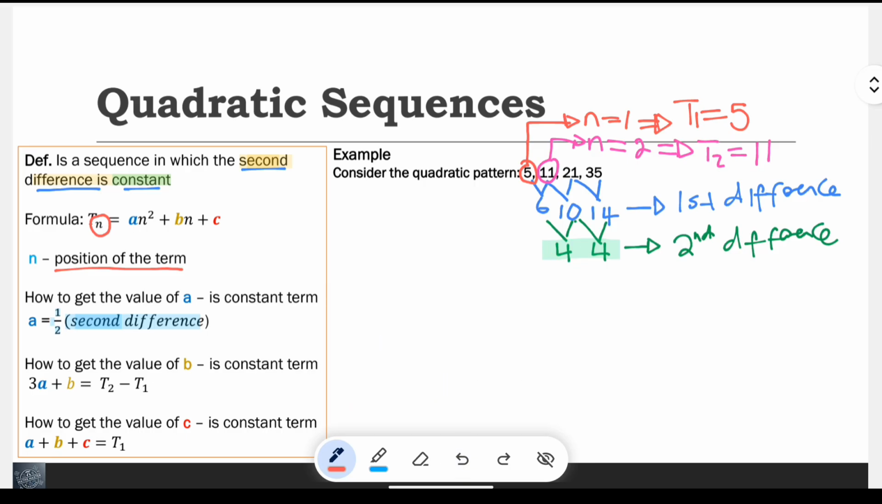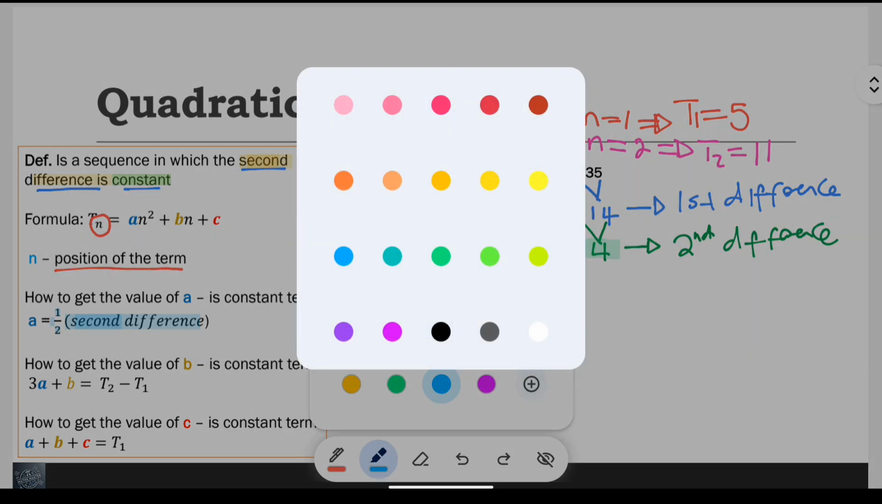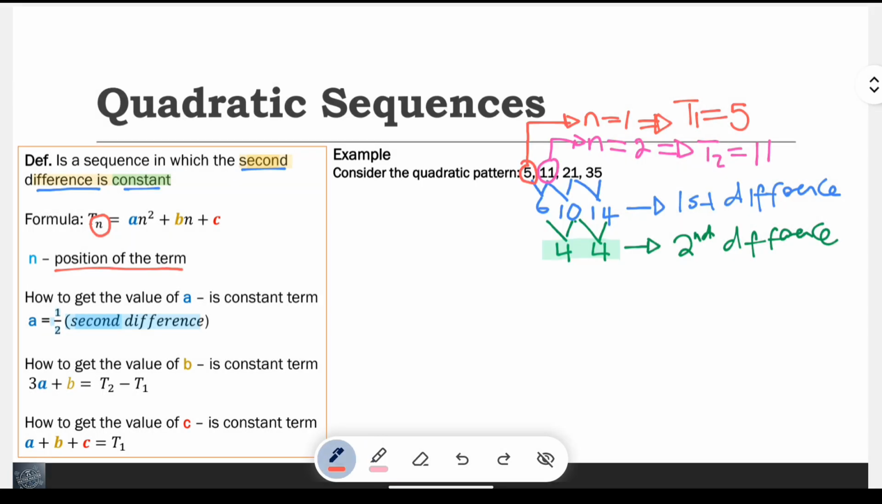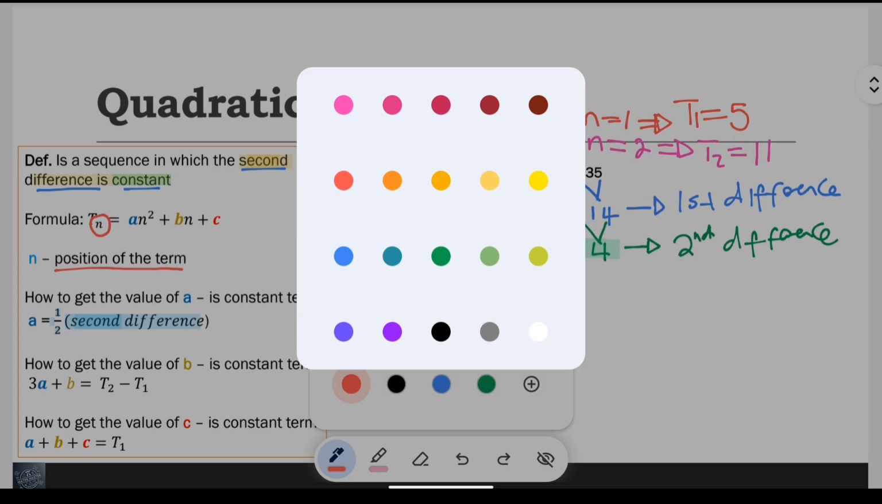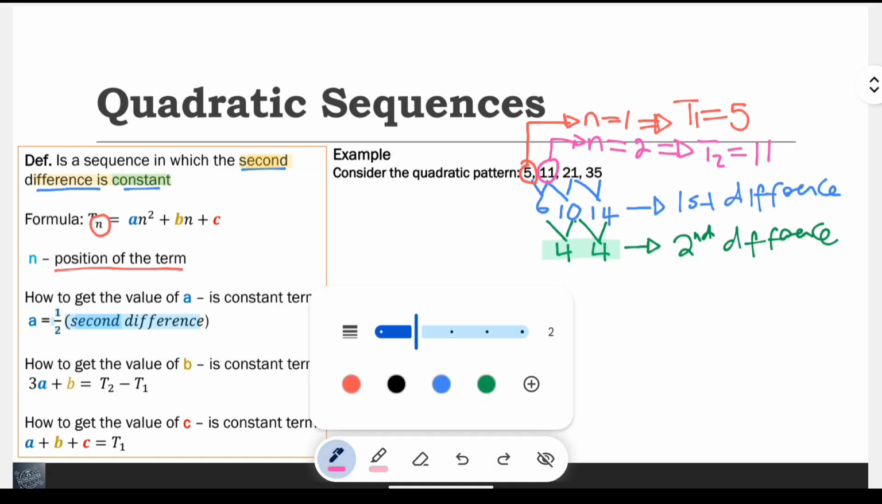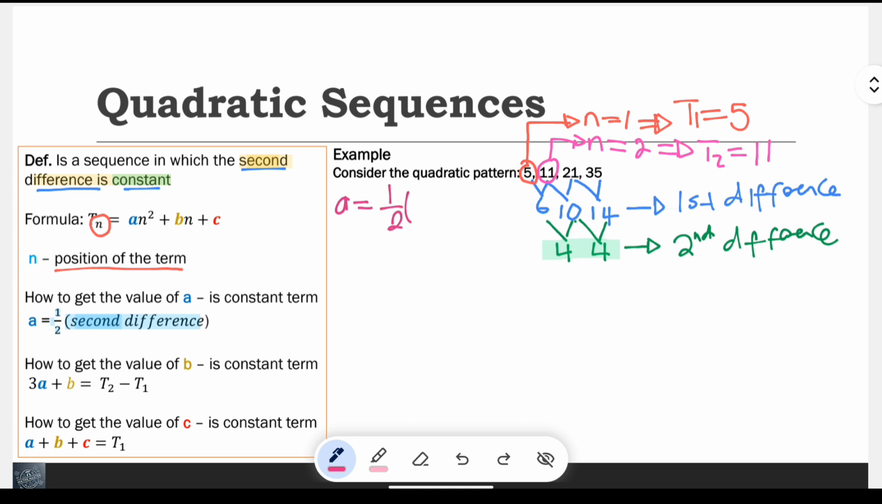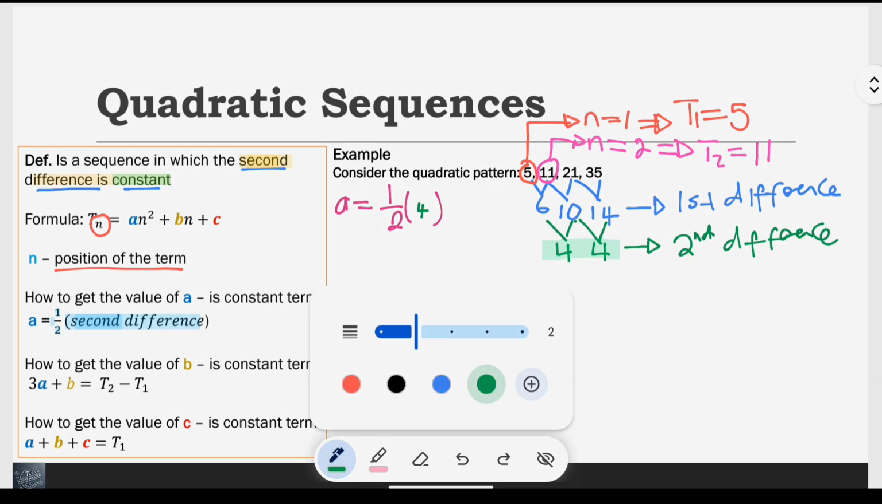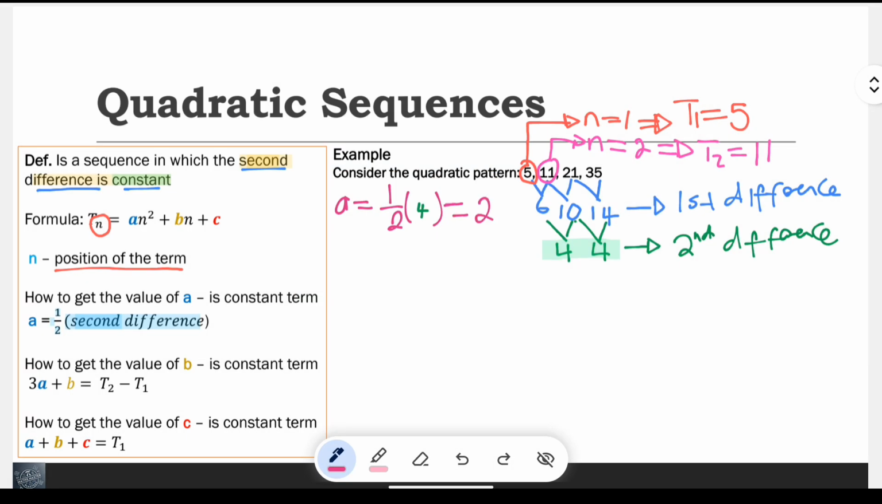So now let's look for the value of a. We'll say a is equal to half of the second difference. What is our second difference? Our second difference in this case will be 4. So we're going to substitute 4, and then what do we get? We get half of 4 is equal to 2. Am I right? Okay. That's how we get the value of a.